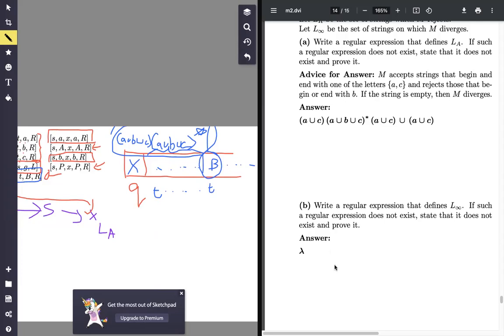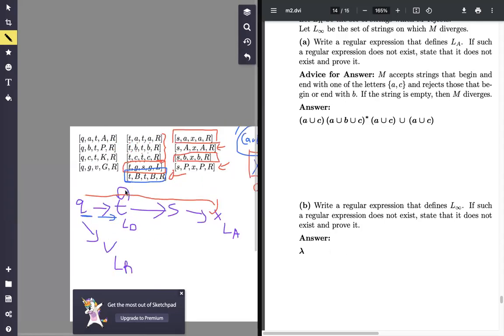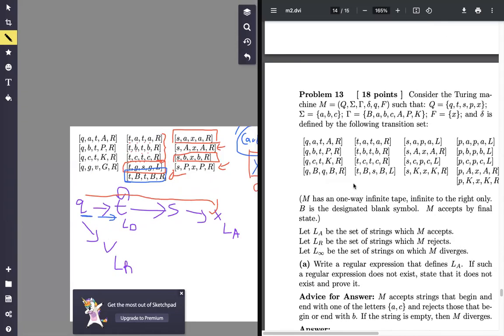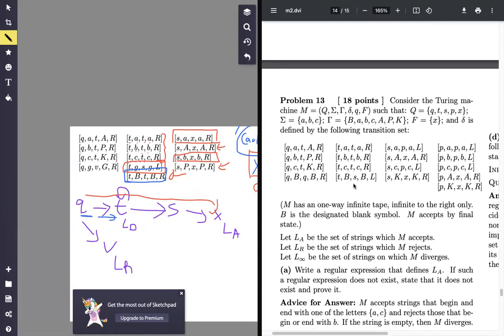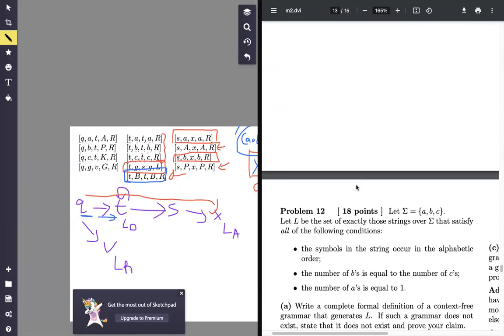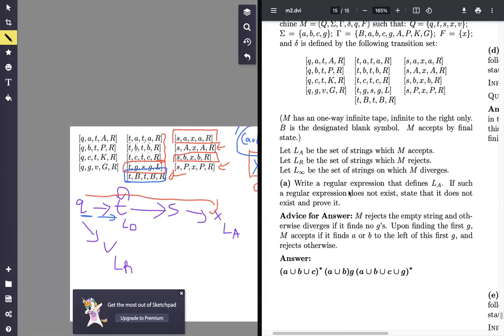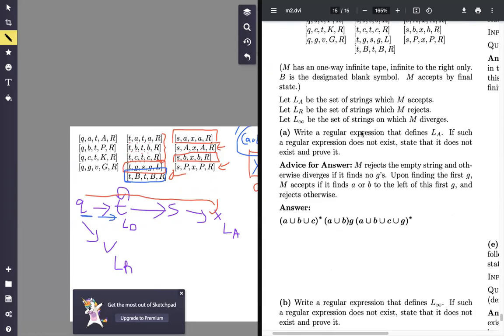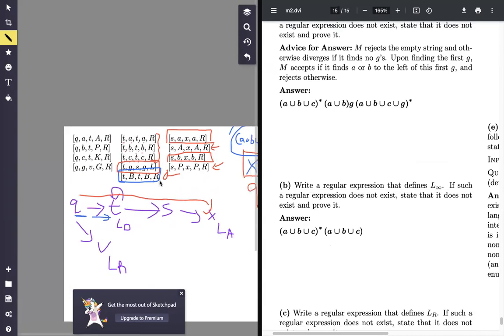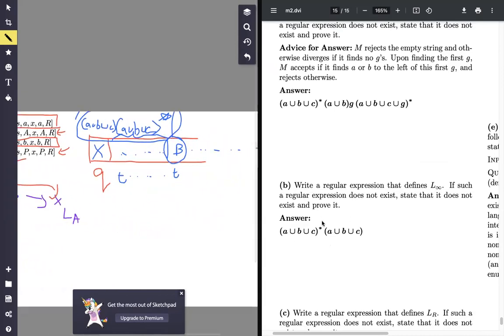Lambda is not correct. Lambda actually just halts. Oh, wait, this is an entirely different question. What question was I doing? Oh, this one. Okay, okay. Oh, okay, good, good. We're correct. Nice. Okay, so now it's correct.